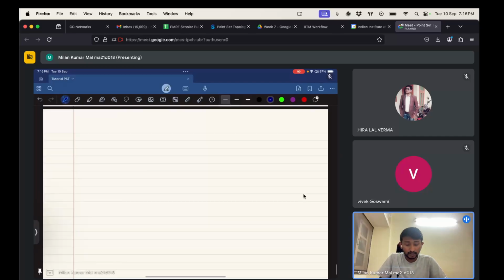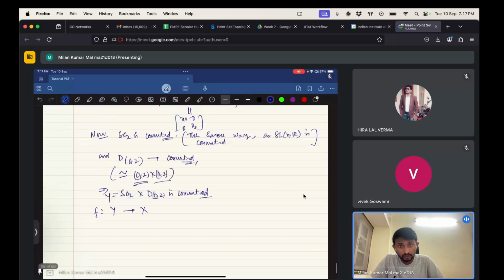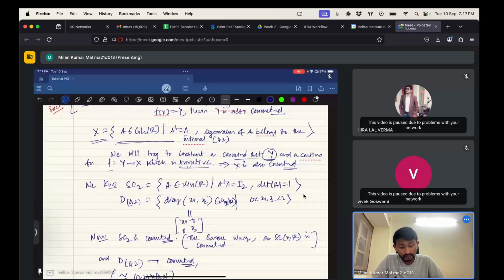Connected. Now what is the idea? So now we have to give a map. Let's take this equal to Y. So we have to give a map from Y to X. X is the set of all those matrices for which A is symmetric, A is in GL2, and the eigenvalues of A should belong to (0, 2).